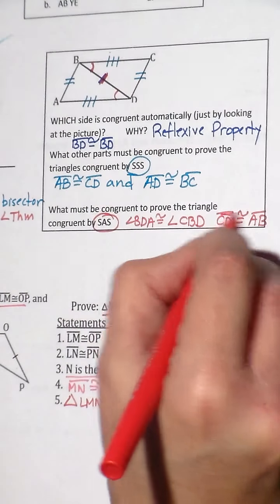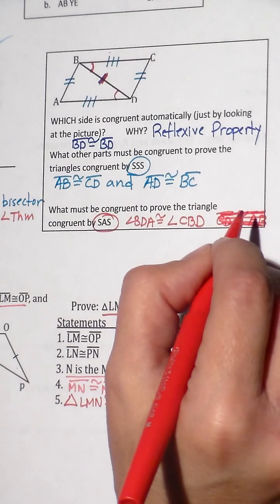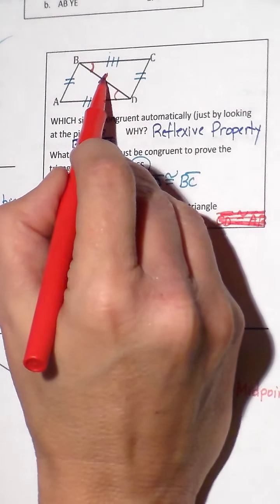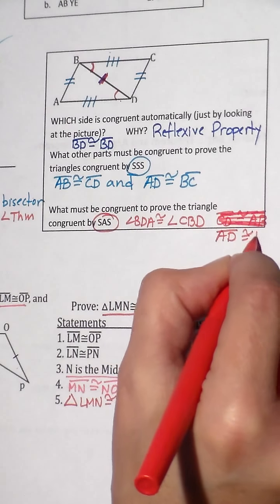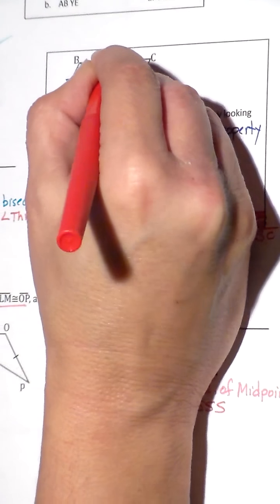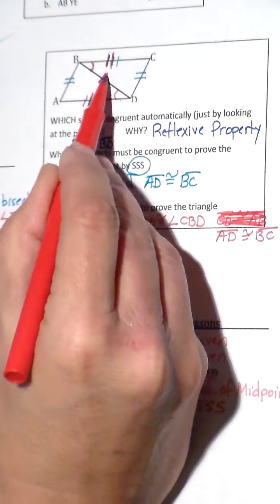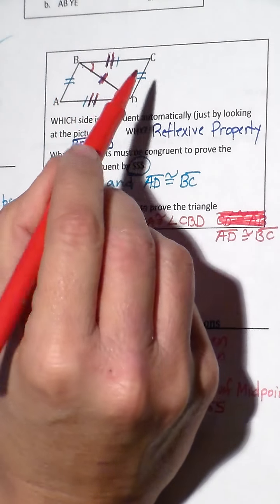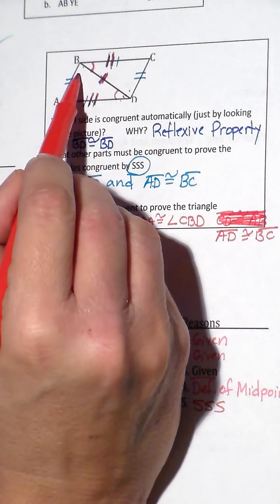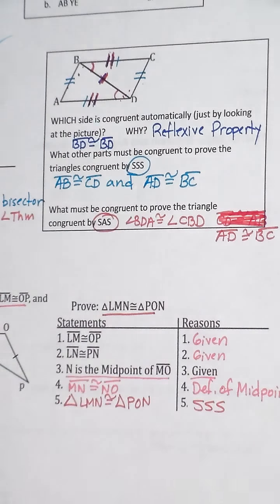Whoops, wrong sides. Thanks for catching my error there. So if I want to do side, angle, side, I would have to say AD is congruent to BC. I would have to say that this one and this one, because that's what would create the included angle, side, angle, side. Or I could have done that angle and done this side and this side. So it's kind of open on that one, as long as you know both.